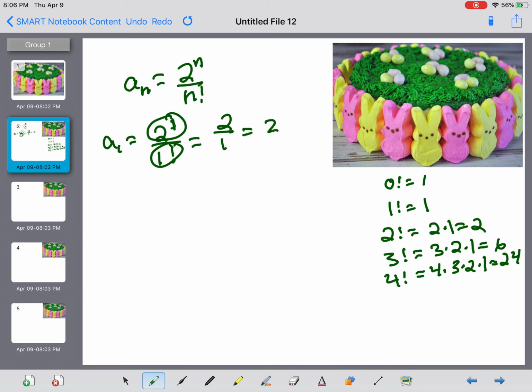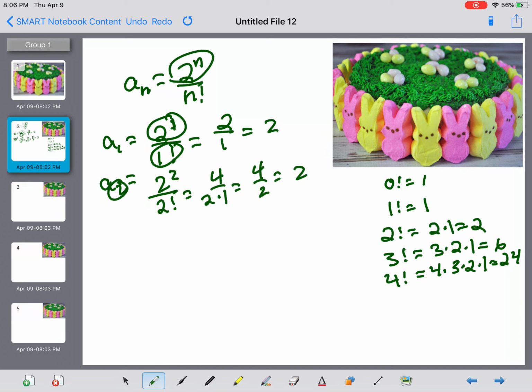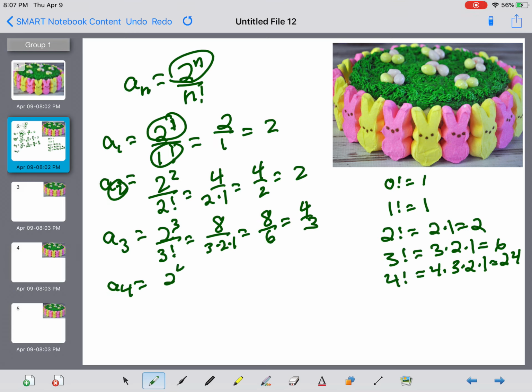All right, 2 to the first is 2, and 1 factorial is 1, so our first term is 2. Our second term in this sequence, a sub 2, is going to be 2 to the second over 2 factorial. That gives me 4 over 2 times 1, which gives me 4 over 2, which gives me 2. A sub 3 is 2 to the third over 3 factorial. That gives me 8 over 3 times 2 times 1. You could reduce now or reduce at the end. 8 over 6 is 4/3.